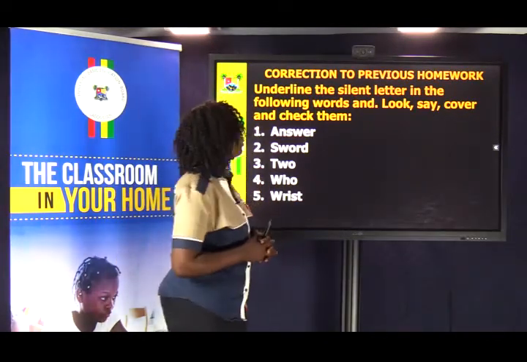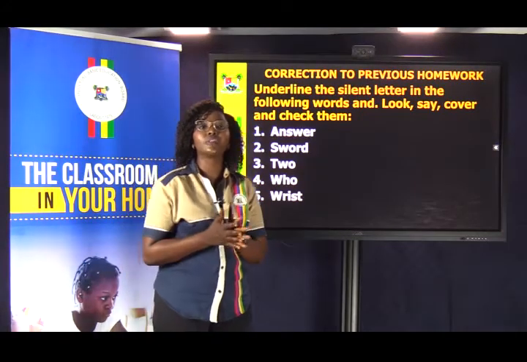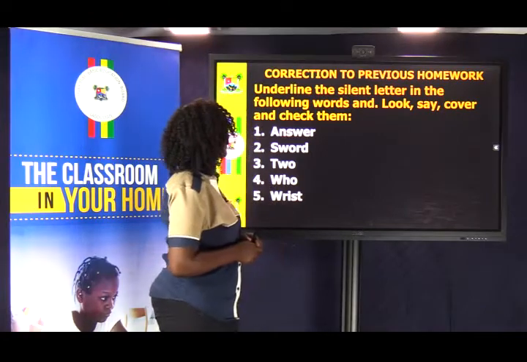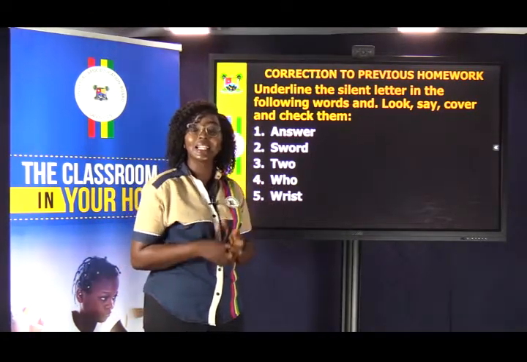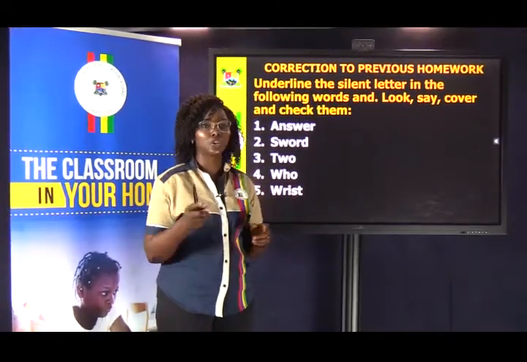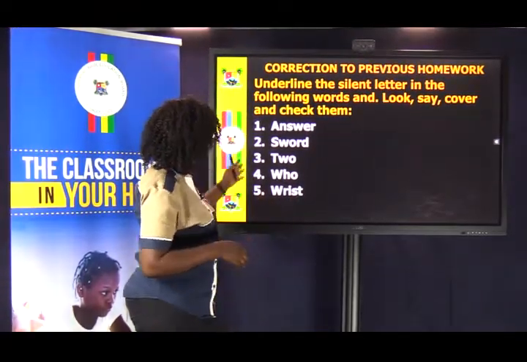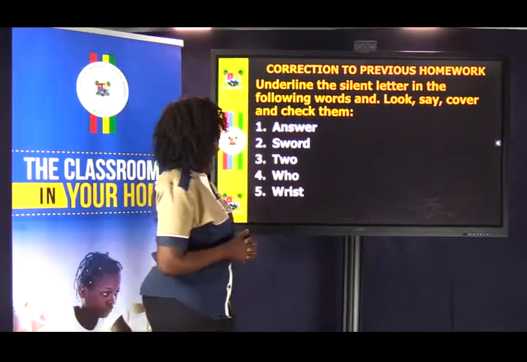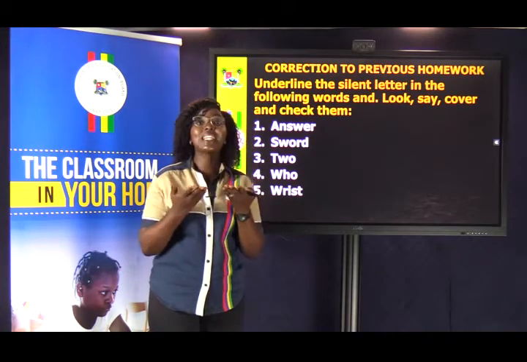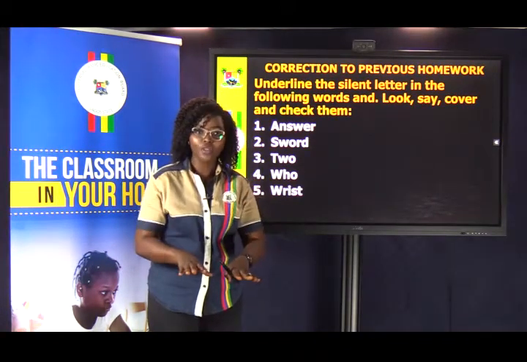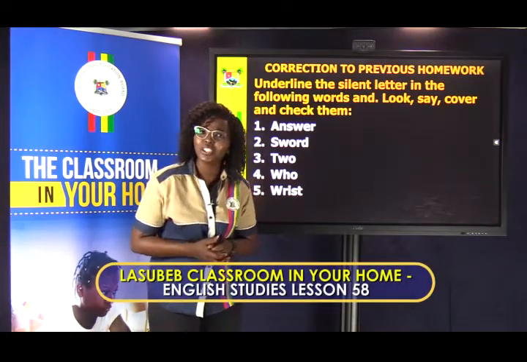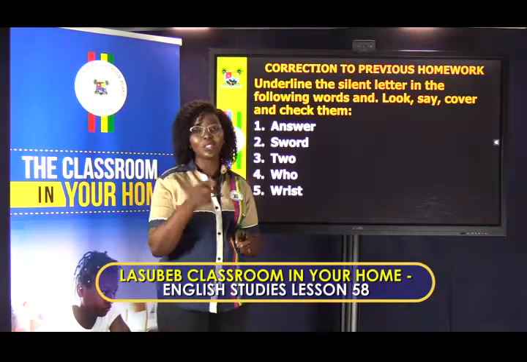Well, last lesson we looked at the latter part of our silent letters, and we said that silent letter T, silent letter U, silent letter W, and silent letter Z. You recall, right? Okay, so I gave you 5 words for you to underline the silent letter in them. And then you look at the word, you say, and after saying, you cover, right? After covering, you pronounce the word and you check. Is that what you did? Oh, beautiful. I'm so proud of you.